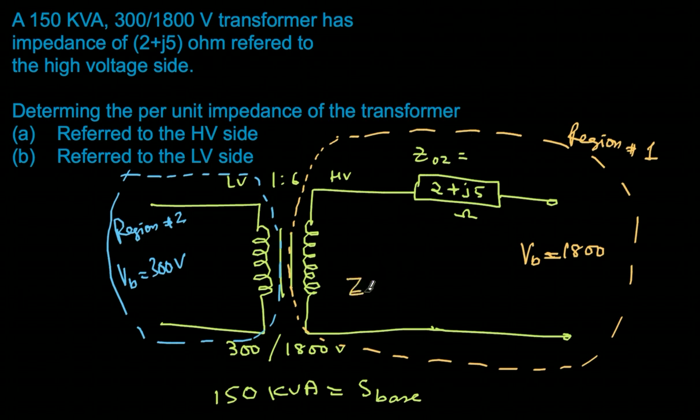So here Z base will be nothing but V base square by S base. So that is nothing but 1800 square divided by 150 kVA. So you should be again careful with the units. So how much will I get?